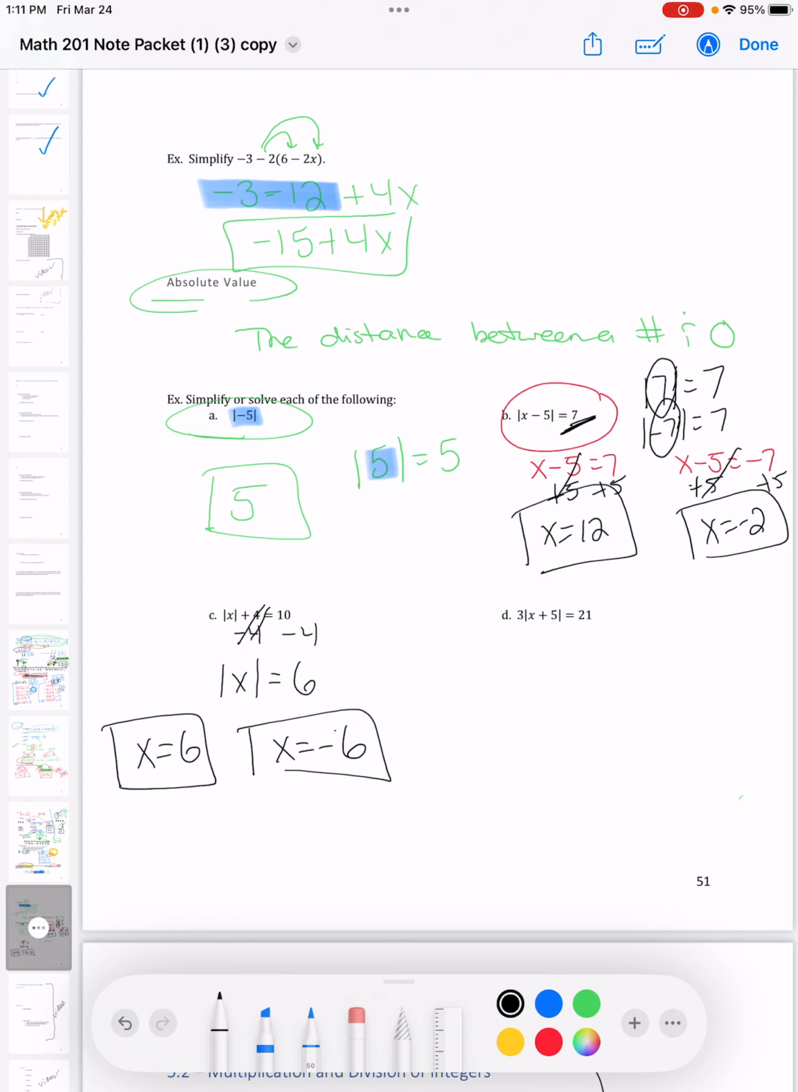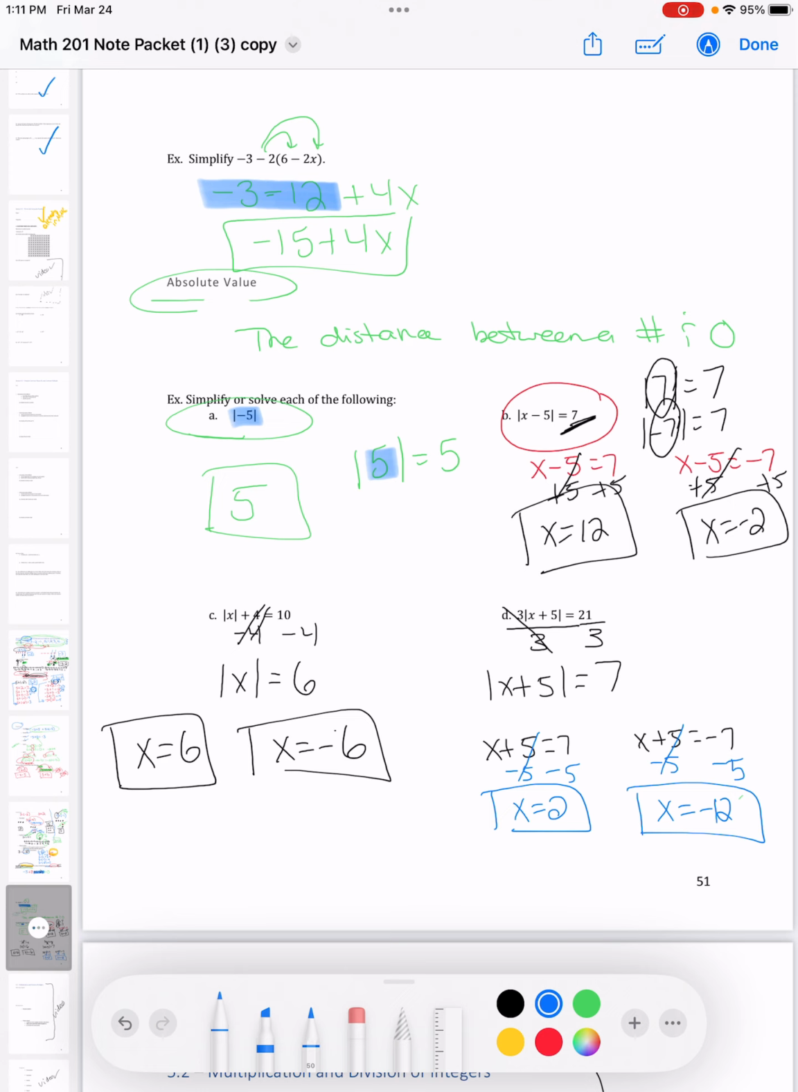All right, let's see how you did. I'm going to get the absolute value by itself. So that means I'm going to divide by the 3. That gives me 7, similar to the one up in B that I already worked. I'm going to come up with my 2 equations, and then do a few algebra steps to solve.